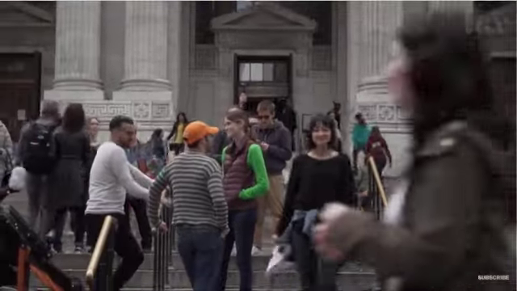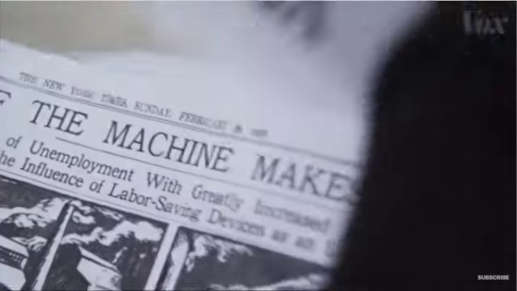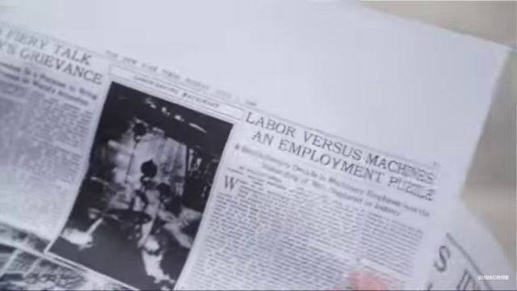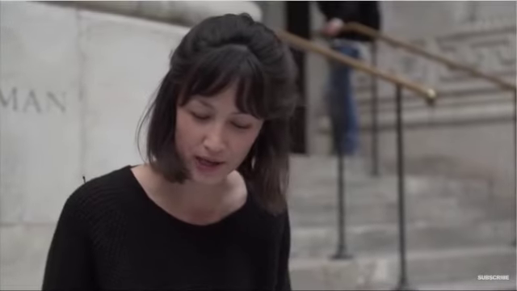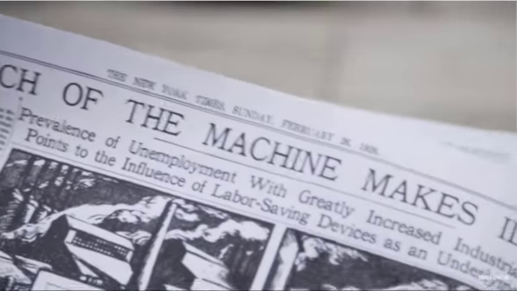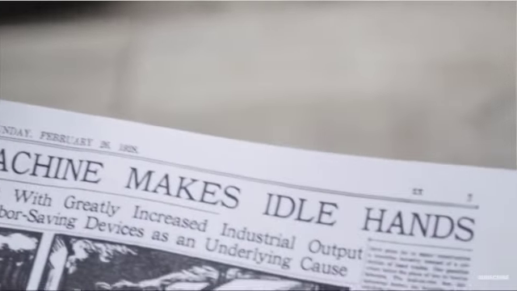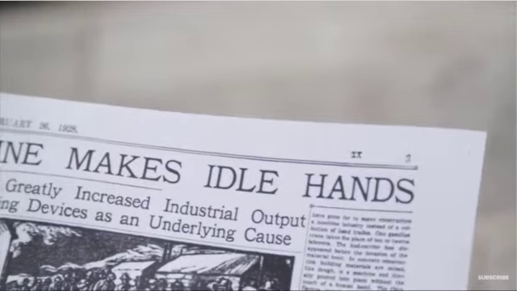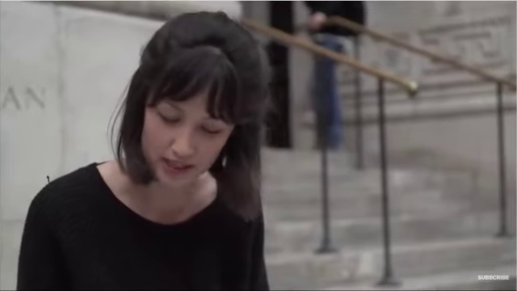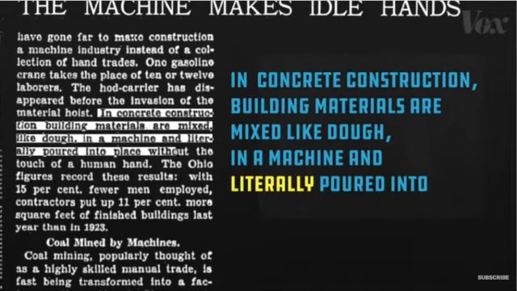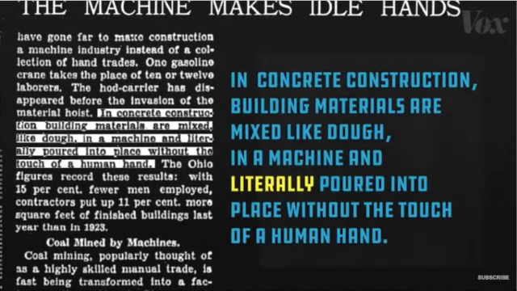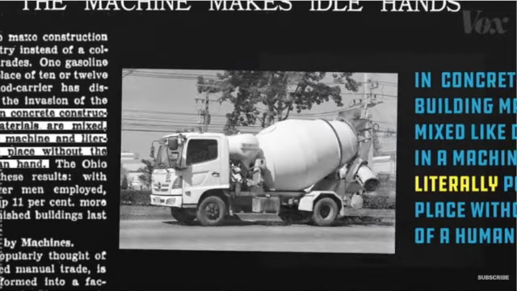There was a spike of automation anxiety in the late 20s, early 1930s, when machines were starting to take over jobs on farms and also in factories. This article from 1928 points out that there were guards who used to open and close the doors on subway trains, and people who took tickets before there were turnstiles. And I just love this quote. It says, "Building materials are mixed like dough in a machine and literally poured into place without the touch of a human hand."